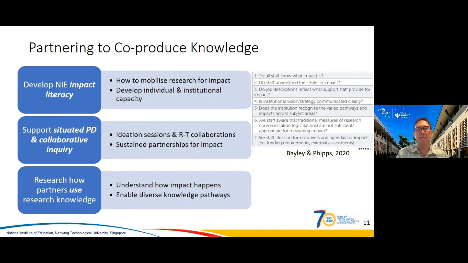And so really developing sustained partnerships that can be impactful to look at problems of practice collaboratively. And that happens best in classrooms and in schools. So it would be very situated. And then we have a couple of small projects where we're looking at how our partners use research knowledge. So we want to better understand how impact happens. So if we share research and share knowledge with different stakeholders, how are they making use of it? What do they find useful and helpful? And we want to enable diverse knowledge pathways, that we think that there's a range of ways that knowledge can traverse and connect up. So we want to explore that as well.